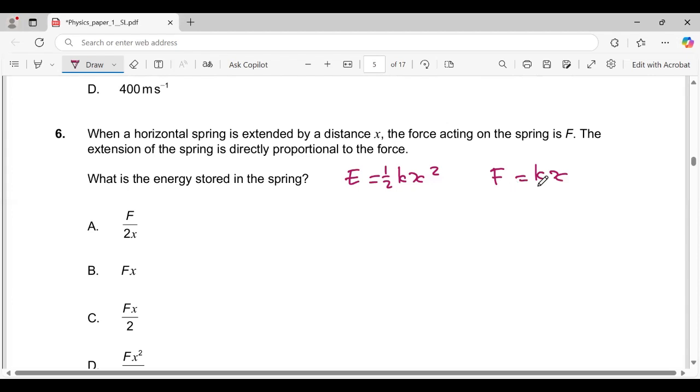And we can rearrange this formula, becomes K equal F over X. So substitute this fraction into this formula, becomes E equal 1/2 times F over X times X squared. So it becomes E equal 1/2 F X. This one, C. The solution is C.